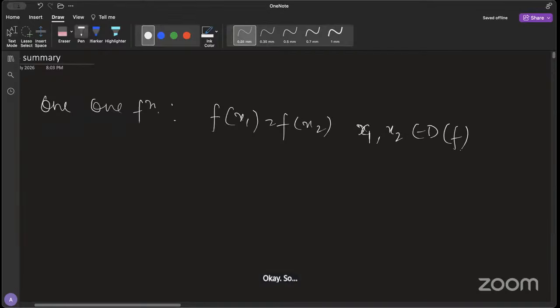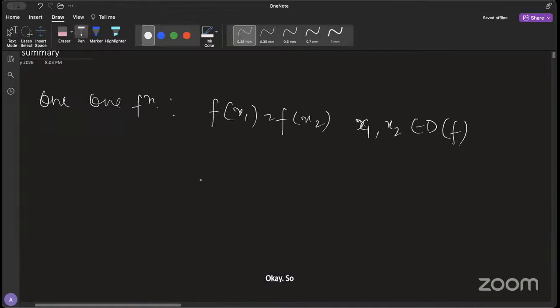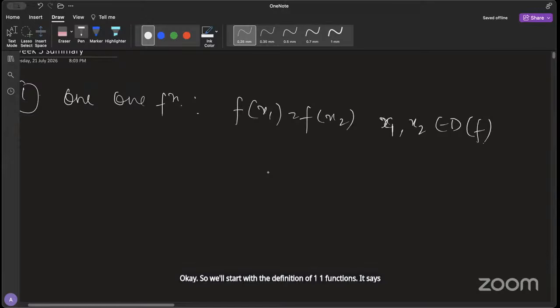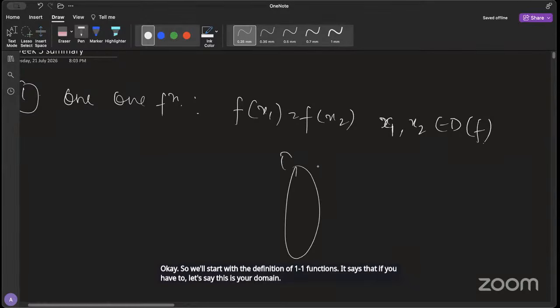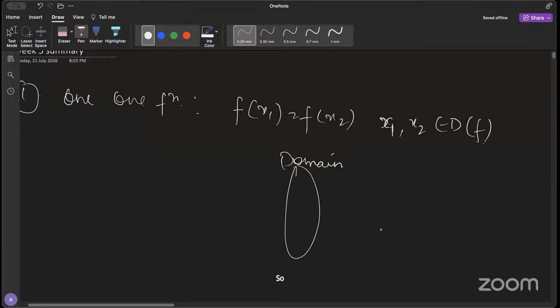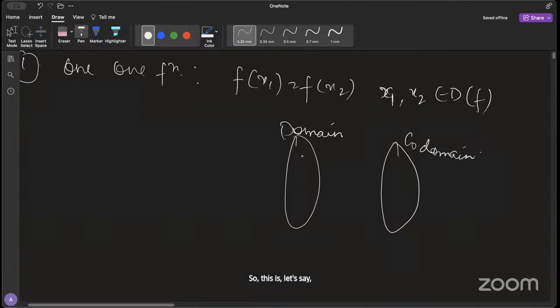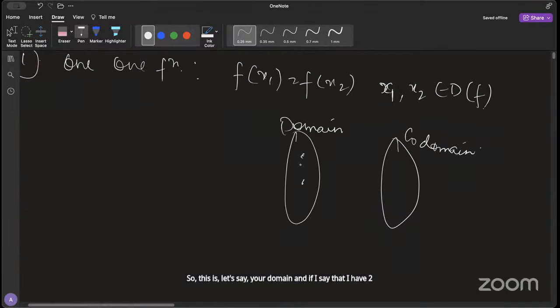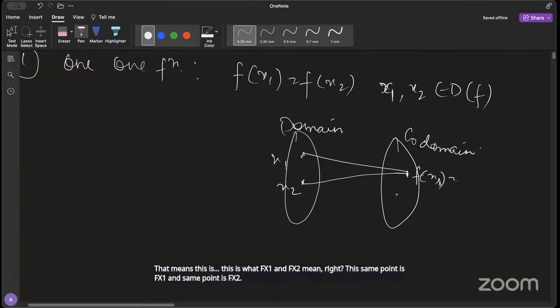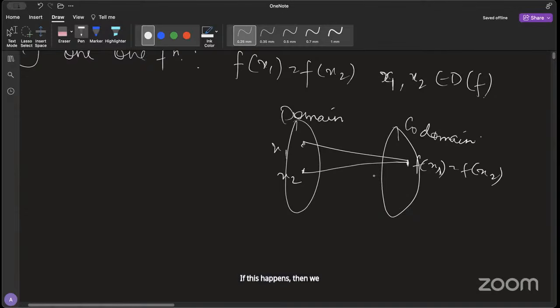So we'll start with the definition of one-one functions. Let's say this is your domain. By now all of you must be familiar with what a domain, a codomain, and range are. And if I have two elements here, x1 and x2, and they're mapping to the same element, that means this same point is f(x1) and also f(x2). If this happens, then we say that the function is not one-one.